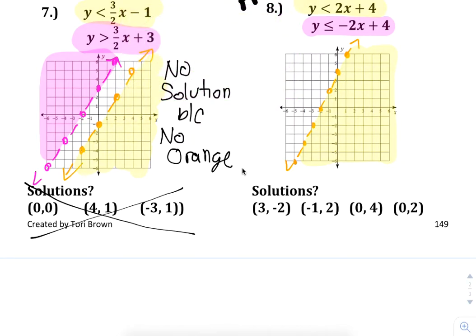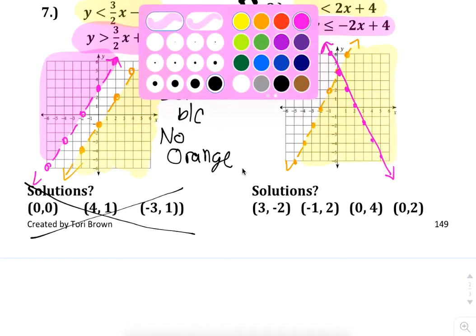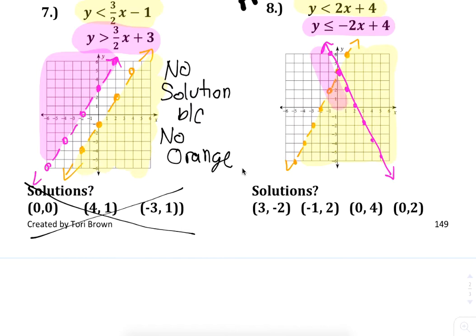Let's talk about pink. For pink, I'm going to start at +4 again, but this time I'm going to go down 2, right 1. And this time it's going to be a solid line. It's solid because I have that or equal to, okay? All right, we're going to go less than this line because I have a less than sign, so we're going below.